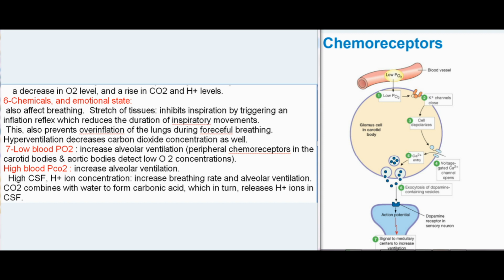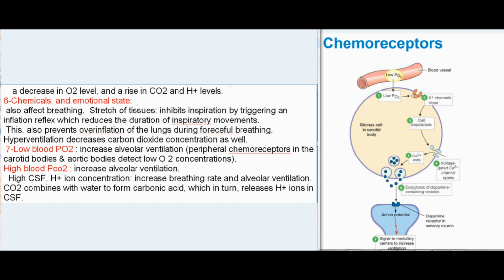6. Chemicals and emotional state also affect breathing. Stretch of tissues inhibits inspiration by triggering an inflation reflex, which reduces the duration of inspiratory movements. This also prevents overinflation of the lungs during forceful breathing. Hyperventilation decreases carbon dioxide concentration as well.